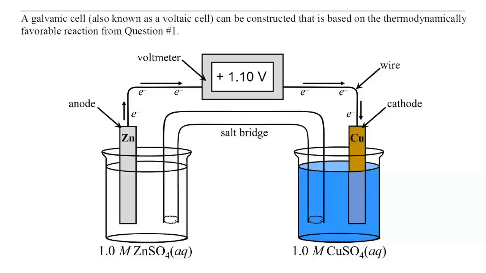Now in the salt bridge, there are aqueous ions, but it's important that you understand electrons do not flow through the salt bridge. Ions are flowing in the salt bridge, and the ions flow in a particular direction, which I will explain.